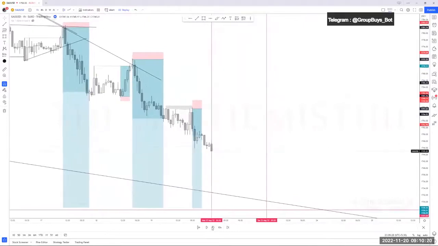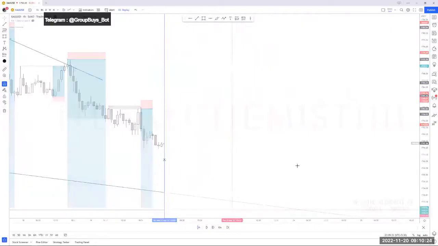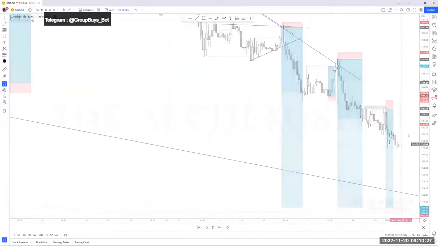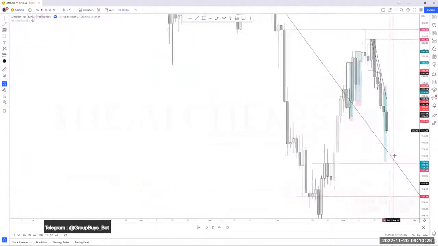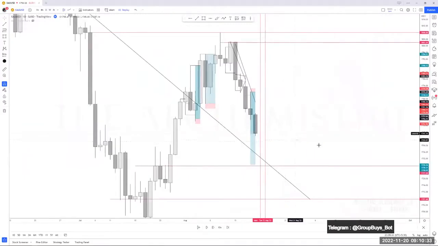Okay. A new day is about to begin. So where can we start from? From the daily time frame once again, right? Yes, start from the daily time frame. What are the next daily zones of interest we have? What are the next zones we have?